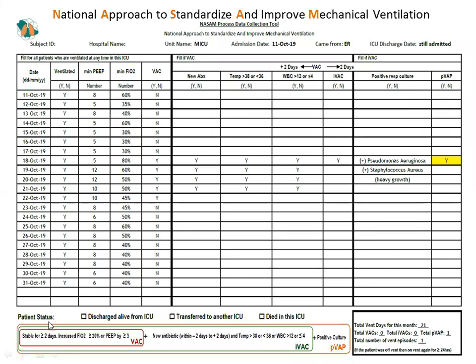At the end here, you can see the patient status: if the patient was discharged, transferred to another hospital or another ICU, or died inside the ICU. Here, clarification about VAC. You can see the VAC is a small part in the IVAC and then the BVAC. And this small box here is also very important to us, total ventilator days. So you will count all the ventilator days. You put the number here.